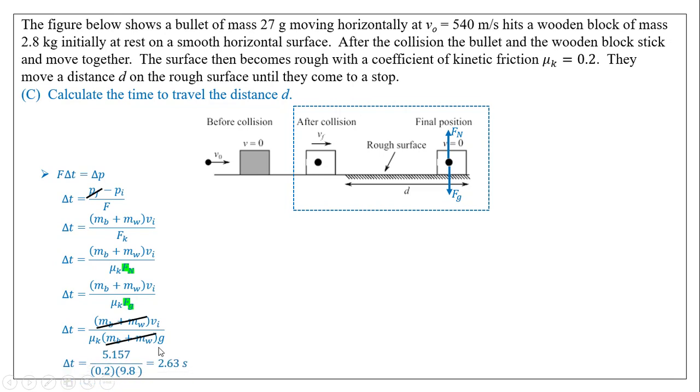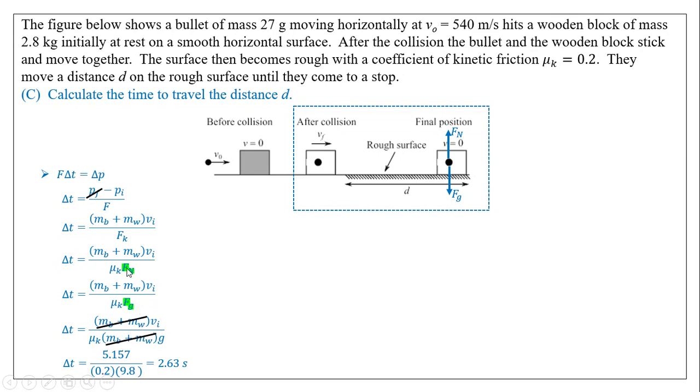And therefore, if you plug it in, here, vi we already found from our previous work. Okay. After the collision, the bullet and block moves off with a speed of 5.157. So that's our initial entering this rough segment. Hence, the numerator is 5.157. And the bottom here is just 0.2 times 9.8. So once again, we're just looking at magnitude here. So don't plug in a negative 9.8 here, because if you plug in negative 9.8, you get a negative 10, which makes no sense. Okay.